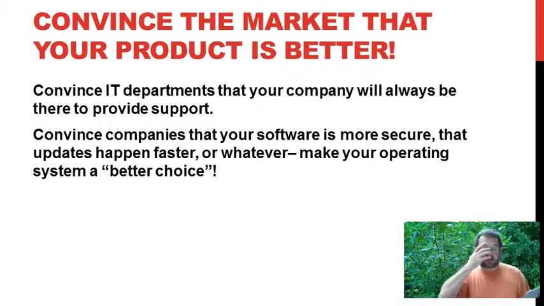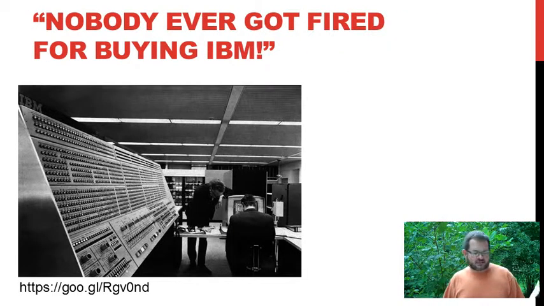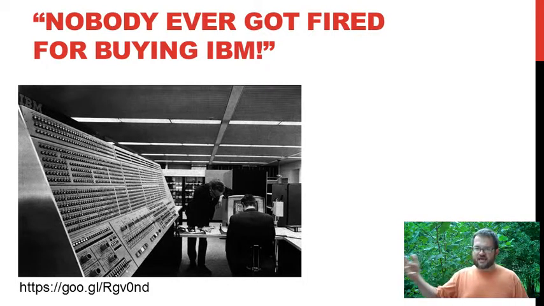Another one is to convince companies that your software is more secure or gets faster updates when there's a problem or whatever, making your operating system a better choice. Famously, in the history of computer science, there's an expression, nobody ever got fired for buying IBM. IBM was the default choice. Companies that needed mainframes bought IBM mainframes. They needed desktop workstations for the staff, they bought IBM. Why? Because it was always going to be there. You knew that if you needed support from IBM, they would be available. There'd be books available. There'd be training classes to go to.